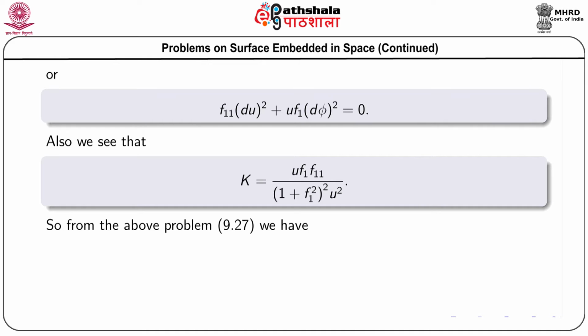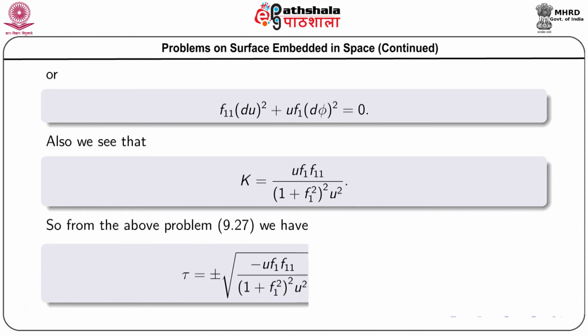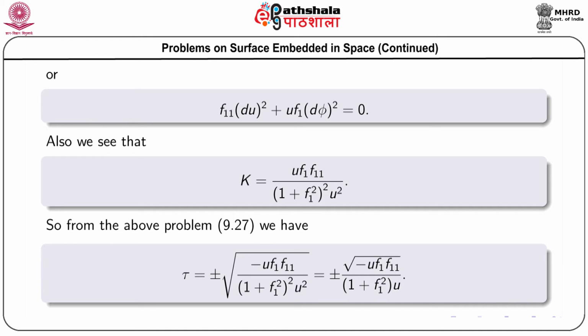So, from Enneper's formula we know that tau, the torsion of the asymptotic line, is tau equals to plus minus root over minus k. So, putting the value of k, we find the torsion of the asymptotic lines, that is plus minus root over minus u f1 f11 by 1 plus f1 square whole square u square, and which comes to this one: plus minus root over minus u f1 f11 by 1 plus f1 square u.